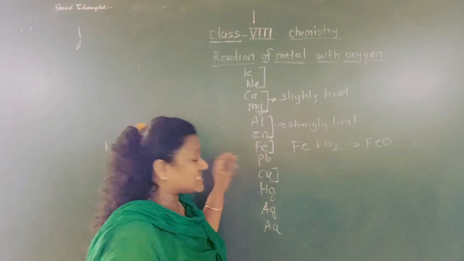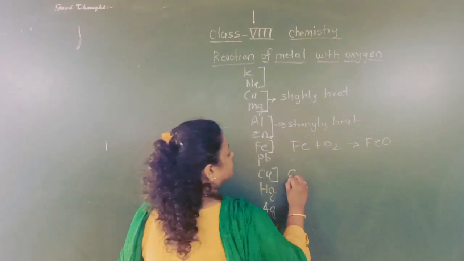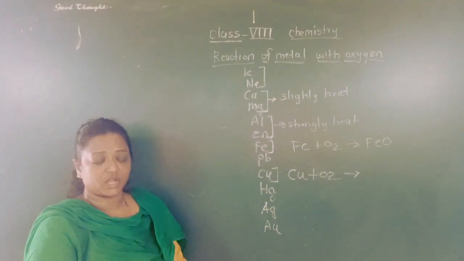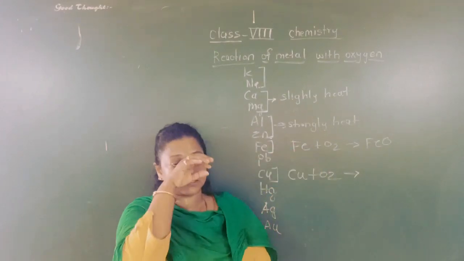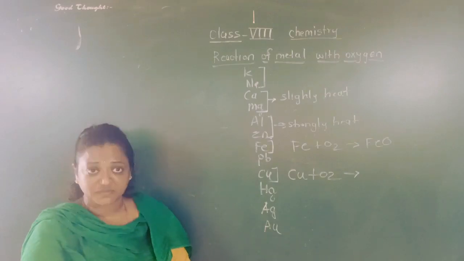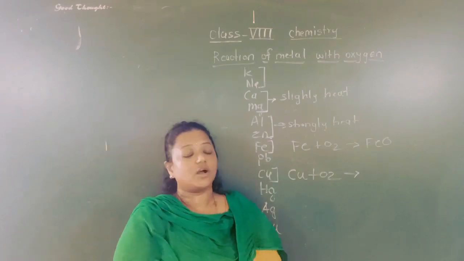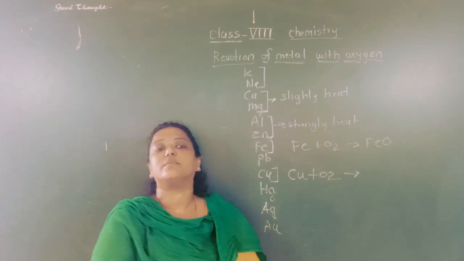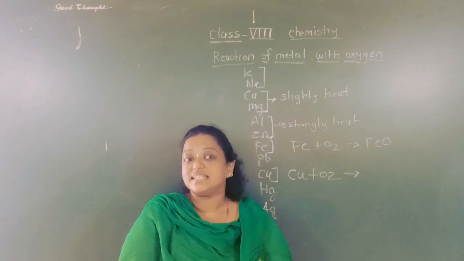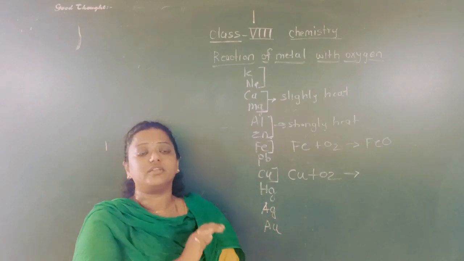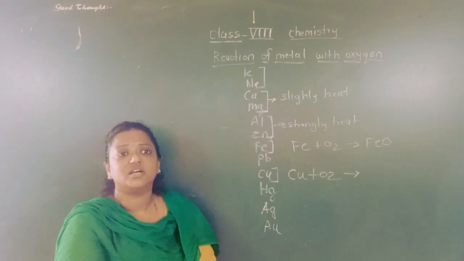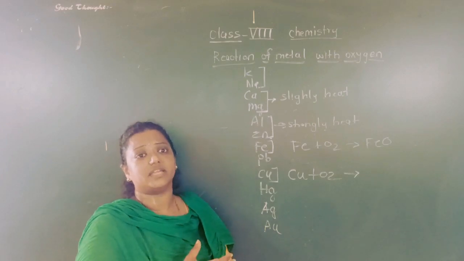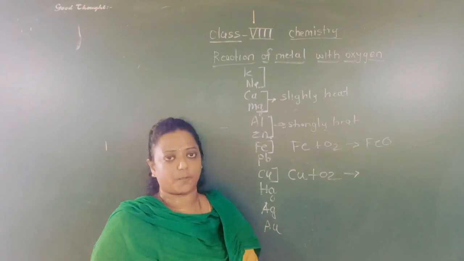If you talk about copper specifically, even with strong heating, it does not burn. Iron filings were burning in the presence of strong heating and oxygen, but copper does not. We use copper utensils for cooking for this reason: copper utensils are not affected by heating. They catch heat, they have very good thermal conductivity, but they do not convert completely into copper oxide.